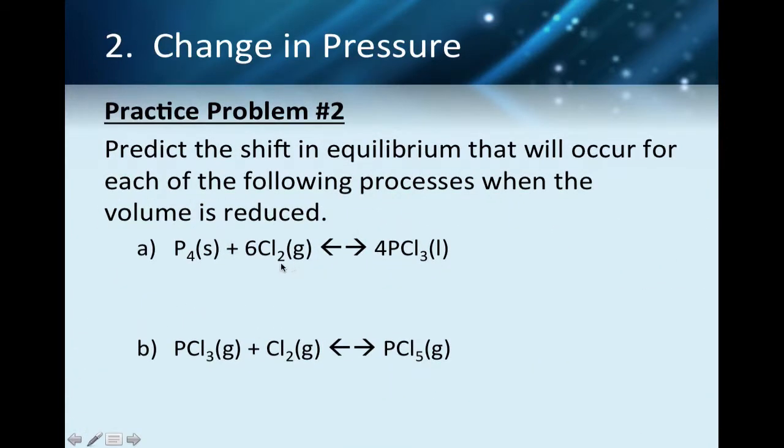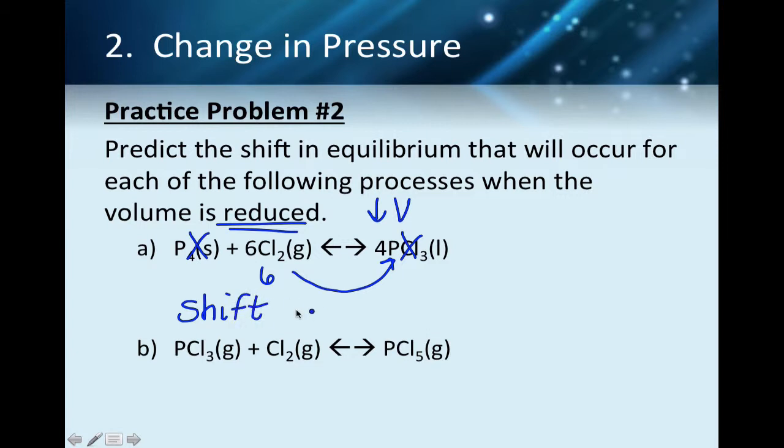Practice problem number 2 says predict the shift in equilibrium that will occur for each of the following processes when the volume is reduced. So we're taking the volume down, we're making it smaller. If I look at the first reaction here, the 1 does not count because it's a solid. So I have 6 gaseous molecules on this side, and I have none on this side because that doesn't count either. So if I'm reducing the volume, this is going to shift toward the side that has no gaseous molecules, so it shifts toward the products because there are no gaseous products.